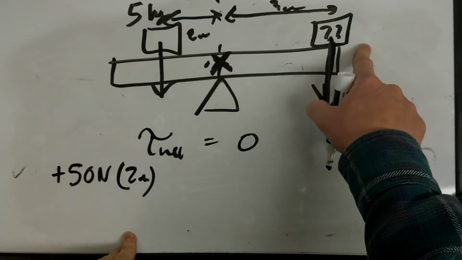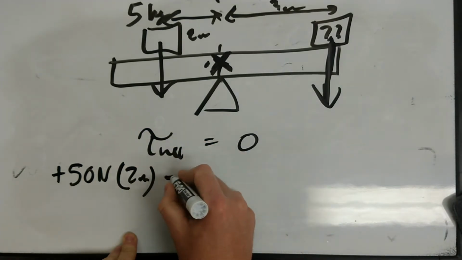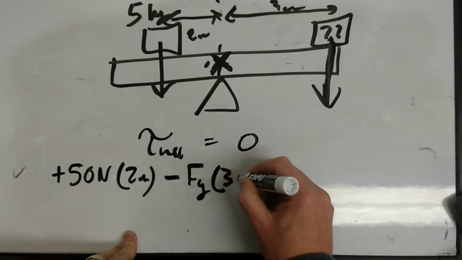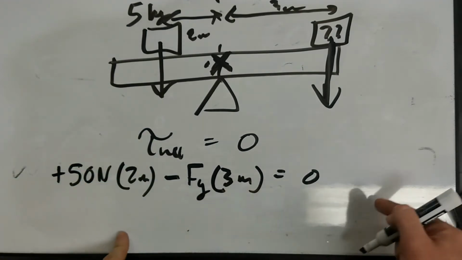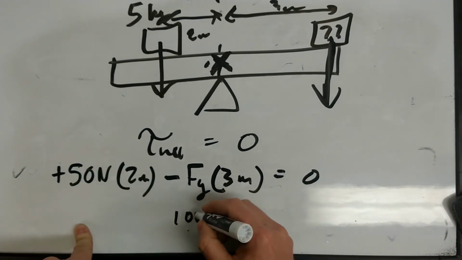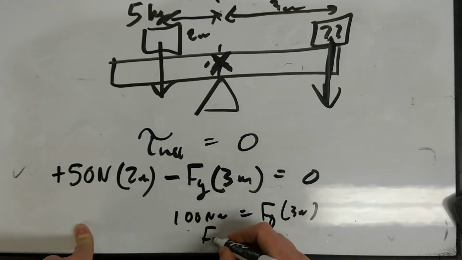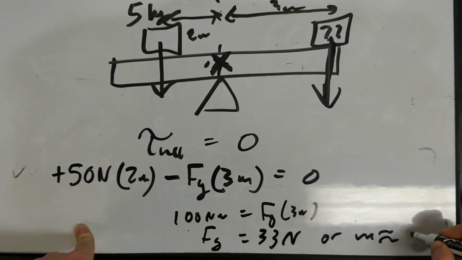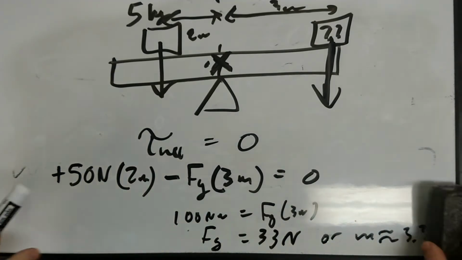So for this one, it's an unknown mass, but it's a negative torque because it's trying to rotate it clockwise. So minus unknown newtons times the distance of 3 meters equals 0. So we just solve for the force of gravity now. So bring this over here. We've got 100 Newton meters equals Fg times 3 meters. Fg must be about 33 newtons, or M must be about 3.3 kilograms. So that's how we go about doing those basic problems, and we just kind of go from there.